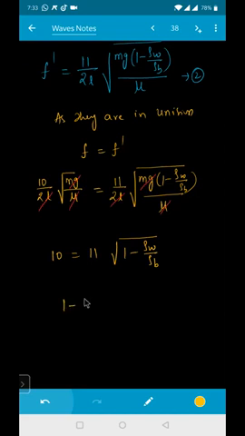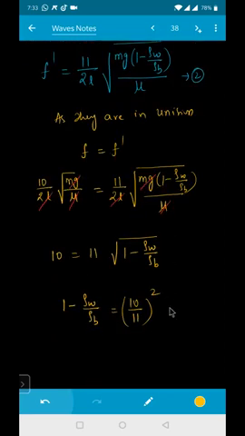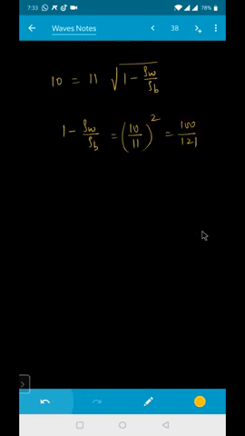If I remove the root, 1 minus density of water divided by density of body will be equal to (10 by 11) to the power of 2, that is 10 square by 11 square. 10 square is 100, and 11 square is 121. So density of water divided by density of body is equal to 1 minus 100 divided by 121. The LCM is 121, so 121 minus 100 is 21, so 21 divided by 121.